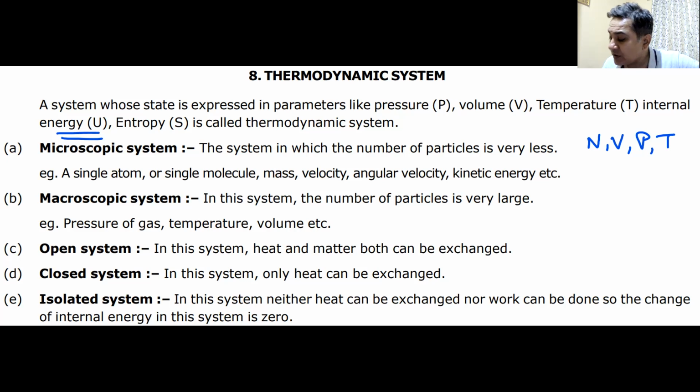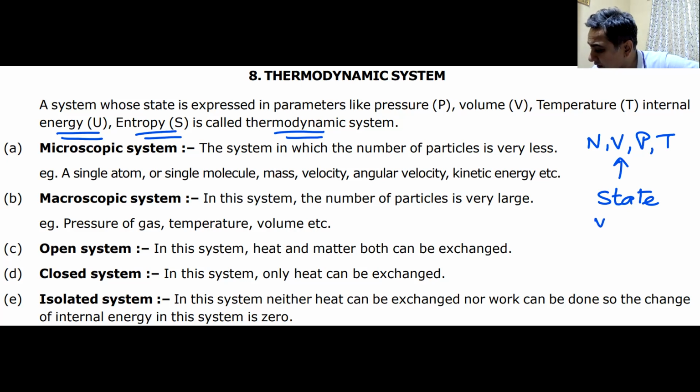From the temperature, you can find the internal energy of the gas. You can find out the entropy of the gas. These all things, pressure, volume, temperature, number of moles, they tell us the state of the gas. These are known as the state variables, and they define the state of the gas. And this entire thing can be called the thermodynamic system. Do we understand this? If I change any of these quantities, the state of the gas will change. If I change the pressure, the state of the gas will change.